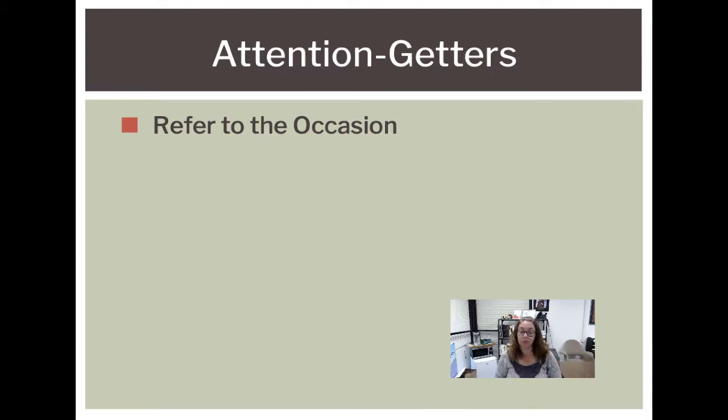One of them is to refer to the occasion. This makes sense mostly in terms of ceremonial speeches. So at a graduation, you might say something like, "We're all gathered here to celebrate the graduates," or at a wedding toast, you would say, "We're here to celebrate the happy couple," that sort of thing. Referring to the occasion doesn't make a lot of sense in a classroom speech because we're obviously all here for the same occasion, and it's not a celebratory speech in quite that same way.